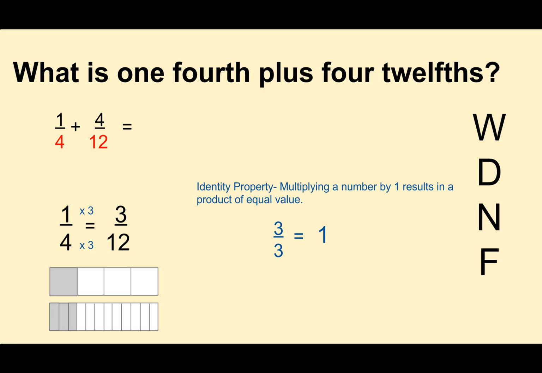Great. How does that help us with our original equation, 1/4 plus 4/12? Well, I can now replace my 1/4 with 3/12 in the equation. So now I have 3/12 plus 4/12. And since I have a common denominator, that's really easy to add. My answer ends up being 7/12.